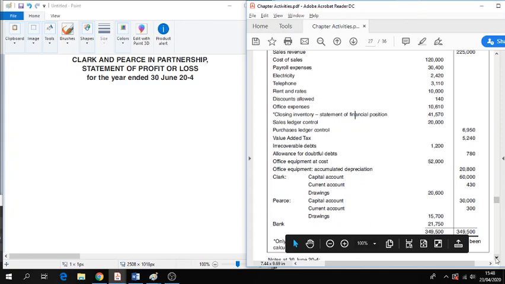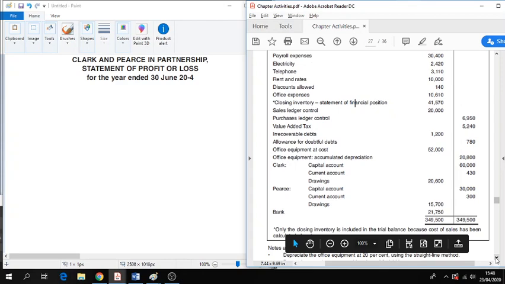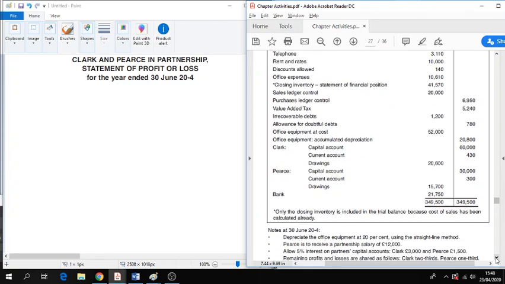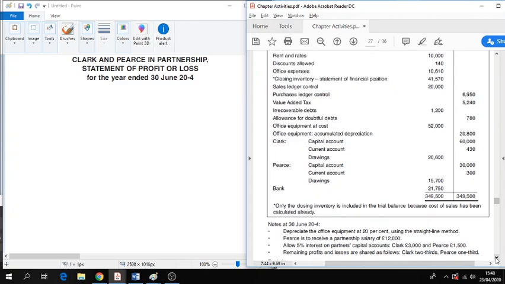Now, for this question, I'll try and squeeze it all in if you wanted to do a screenshot so you can have a go at it yourself. If you just bear with me for a moment. There are some notes at the bottom to do with depreciation, partnership salary, interest on capital, and information about how profits and losses are going to be shared. Okay, so it seems like a relatively straightforward financial statement question.